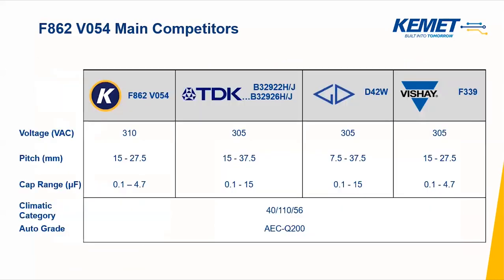Let's see where we are in terms of technology and other important parameters with respect to the main competition. As in the table, the comparison is between KEMET film X2 capacitor series F862V054 against TDK series B32922H and B32926H. And from GD, it's D42W series, and from Vishay, it's F339 series. As we can see, we are almost in line with the competition in terms of voltage range, pitches, as well as the capacitance range. All of the products are also AEC Q200 qualified.